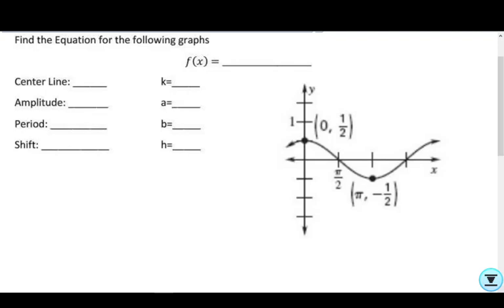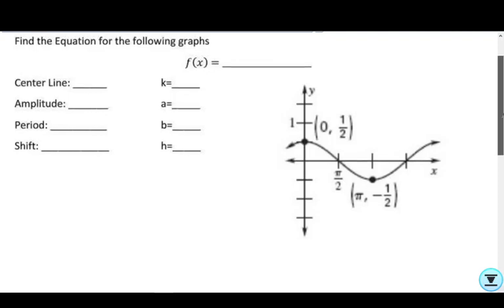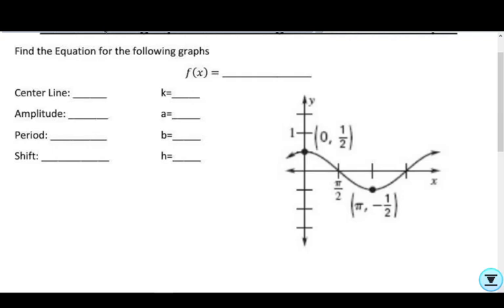So just like we did before when we had the equation and then we'd actually create all of this information from the equation, the center line, the amplitude, the period, and the shift. Now we're going to do it the other way, where we have the graph of the function, and we're going to find all this information and then plug it into our equation. So again, I would suggest you write down the parent function, f of x equals k plus a cosine of bx minus h, so that you know where we're going to be plugging all these values in.